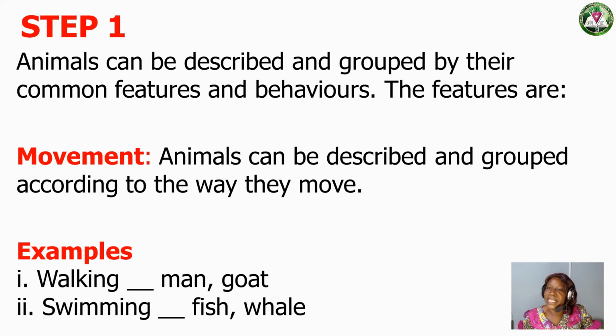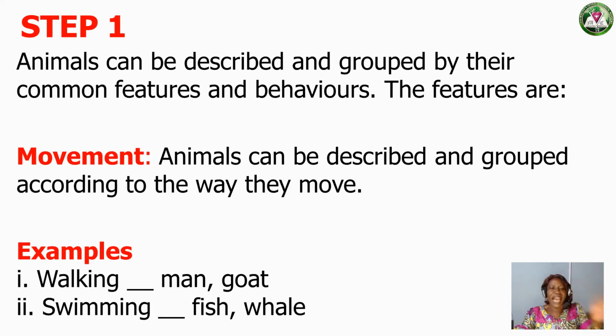We are told that animals can be described and grouped according to the way they move. As I was saying, animals can be grouped by their common features and behaviors. The features are movements. Animals can be described and grouped according to the way they move. Examples: walking. You can see that some animals walk, some swim, some hop, and so on.